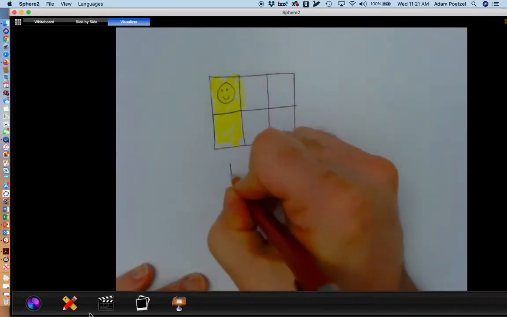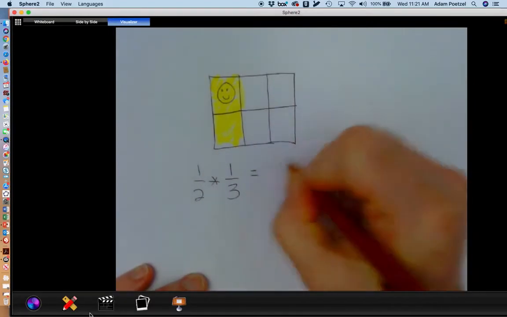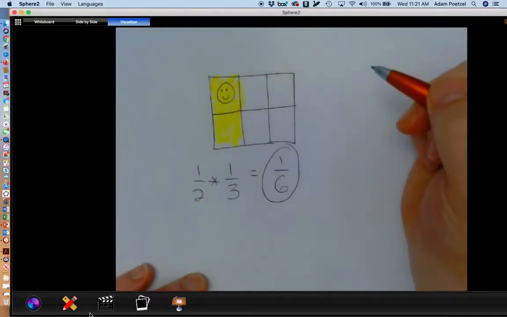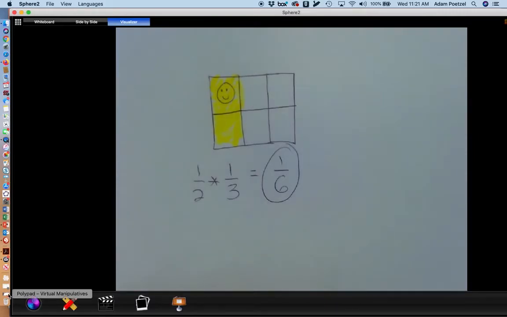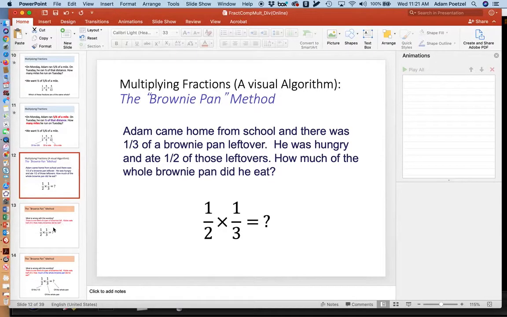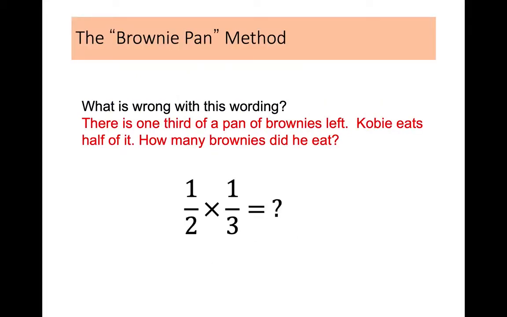And that's what we get here. We started with 1/3 of a pan left over. I ate half of the 1/3, and the visual would show us that in the end, I had 1/6 of the whole pan. Again, going back to our meanings we were looking at when we word that, let's take a look. Wording these problems is very important because if we change the wording, it may not be a fraction multiplication problem directly anymore. So for example, here's that same problem, but what's wrong with this wording?